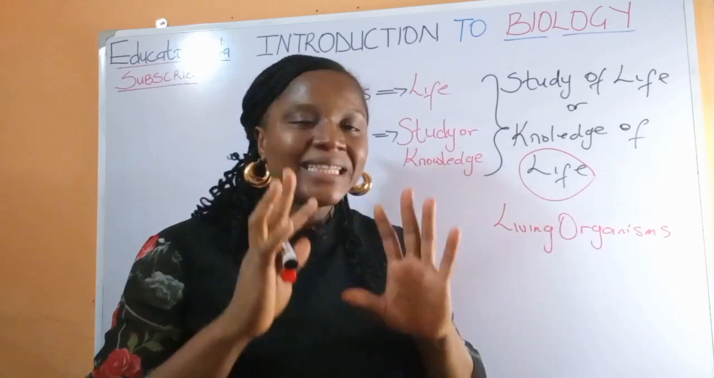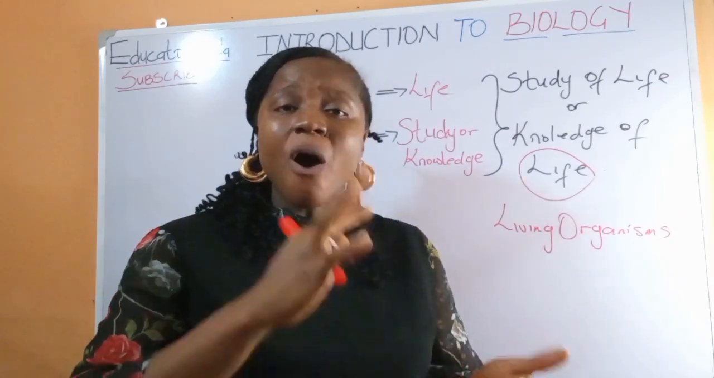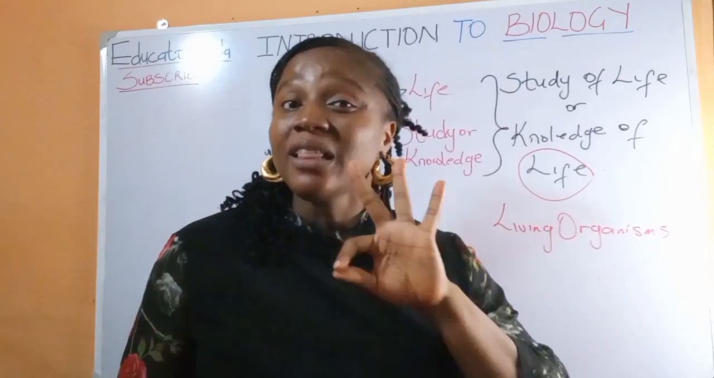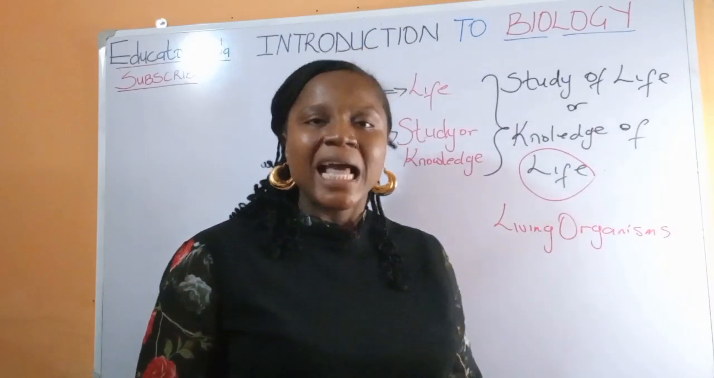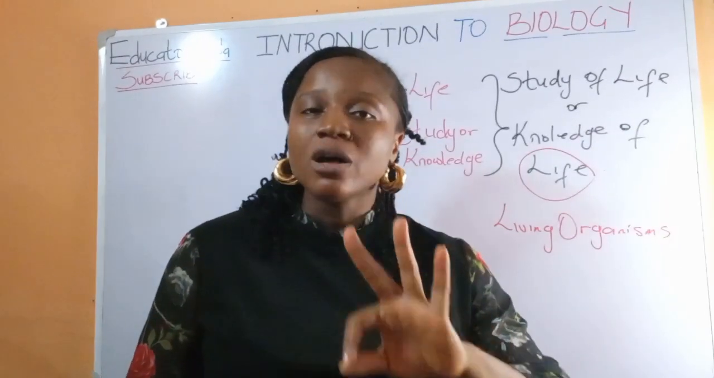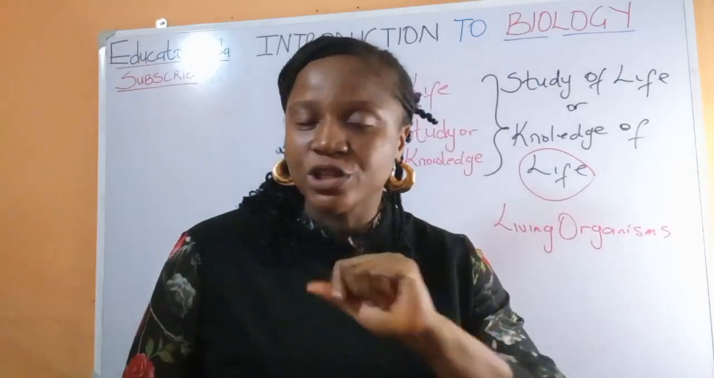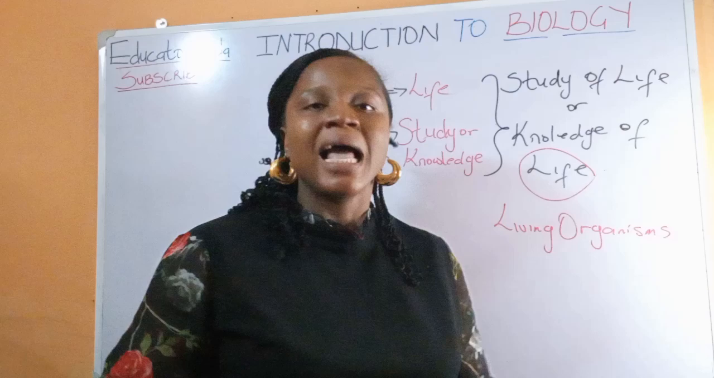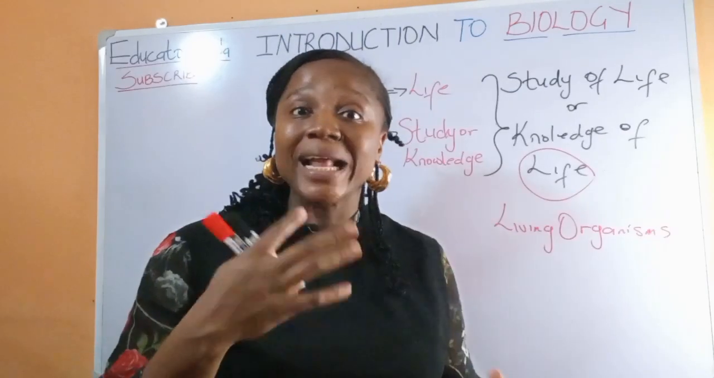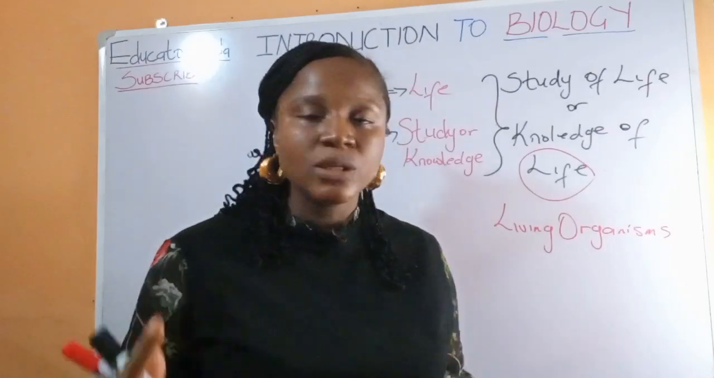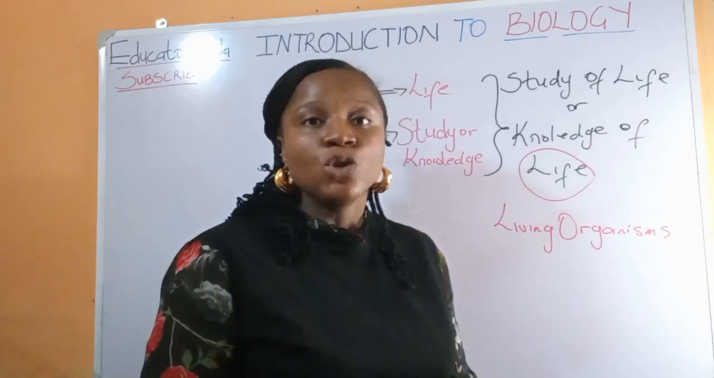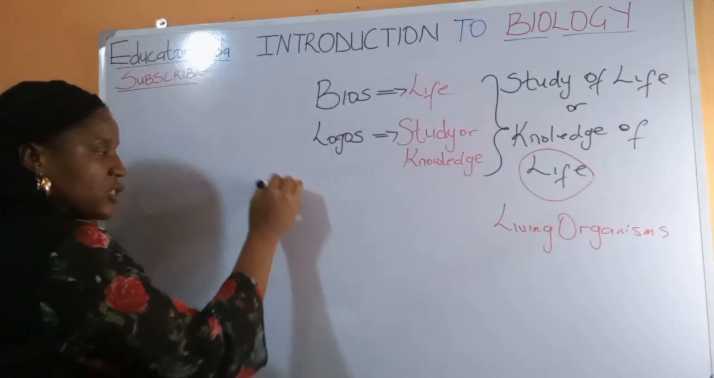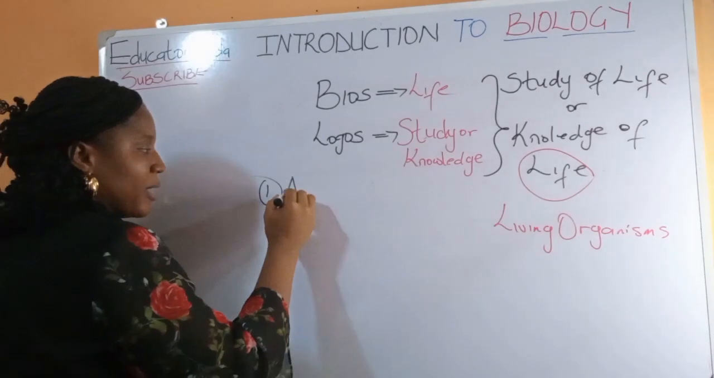Note that everything that has life, all living organisms on this earth, has been put into three major groups. Yes, and these three major groups give us the three major branches of biology that we have. The first group of living organisms are the animals. Animals include you and I, the grasshopper, the mosquitoes, the flies, and all of that. So they are the first group of organisms that biology studies.